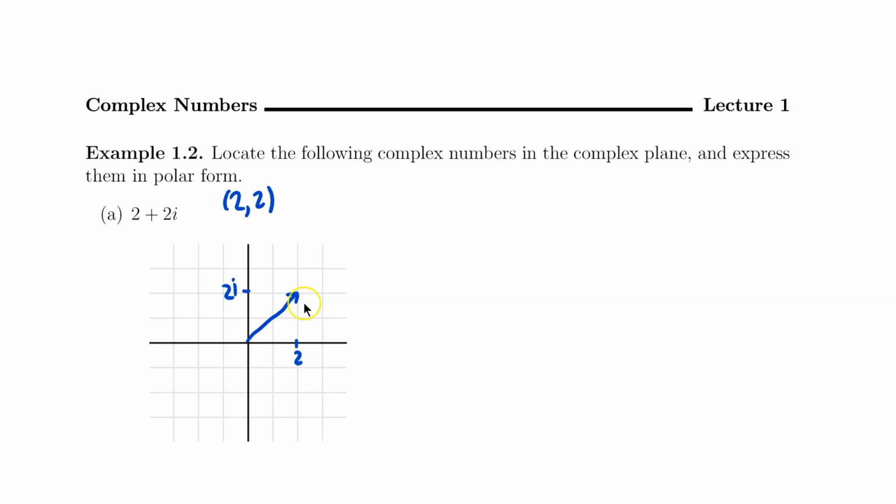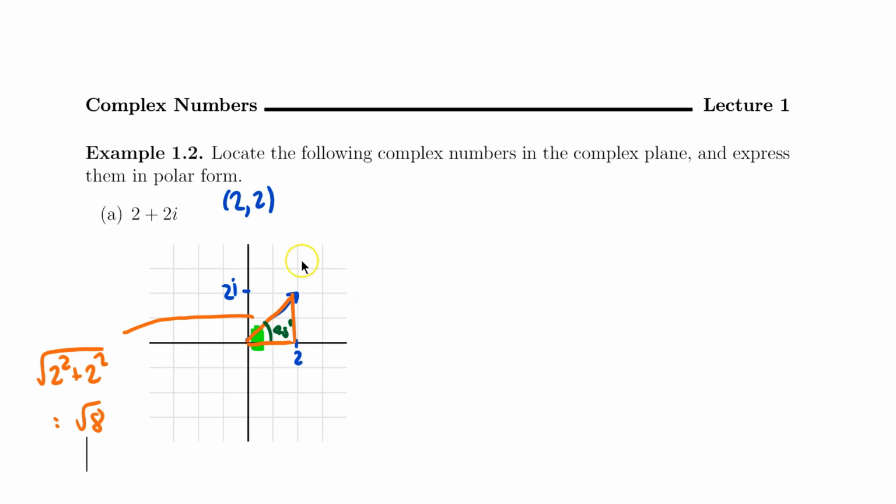Now if I want to write this in polar form, I need to know two things. I need to know the angle between this vector here and the axis, and I need to know the length of my arrow here. Well, this is not too hard. We can just eyeball that and see that the angle here is 45 degrees, and for the length of this guy, I can use the Pythagorean formula. Once again, this is going to be the square root of 2 squared plus 2 squared, which is just the square root of 8.